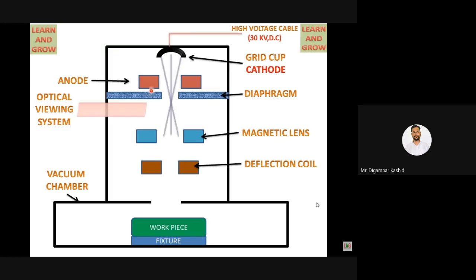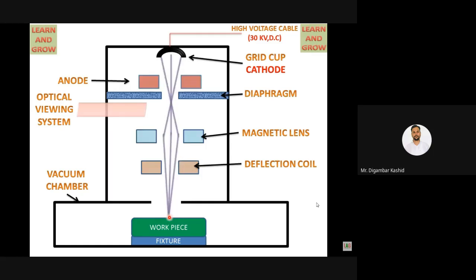Okay, then electron beams will be generated. That is negatively charged. Then it will filter out through that diaphragm, and if you want to see inside that vacuum chamber, then an optical viewing system is there. To concentrate on a small area, to reduce the diameter of this electron beam, we require the magnetic lens. And to avoid deflection, deflection coils are used.